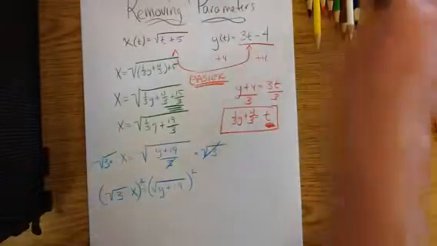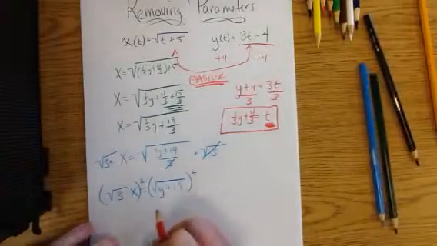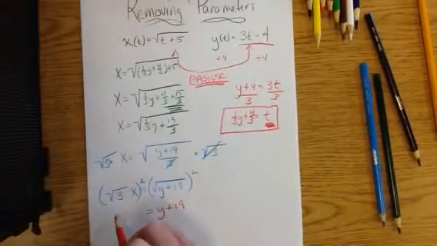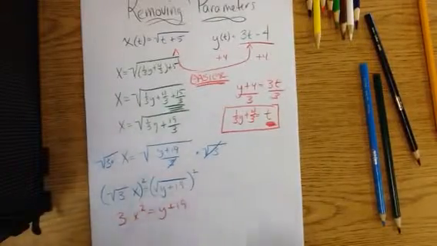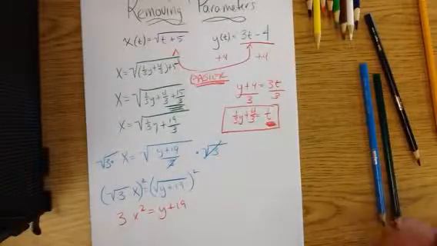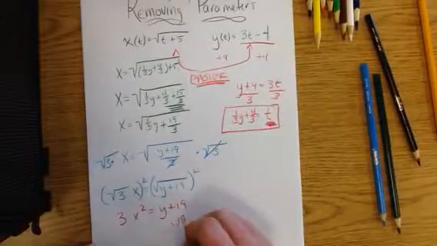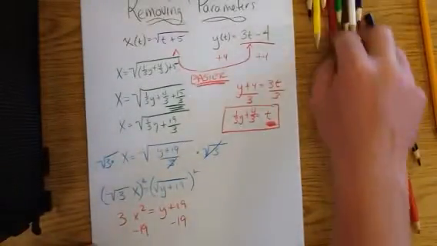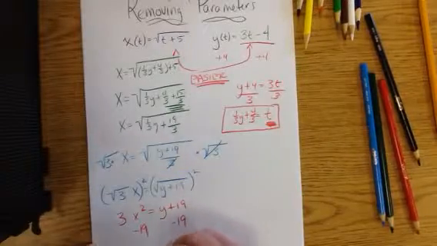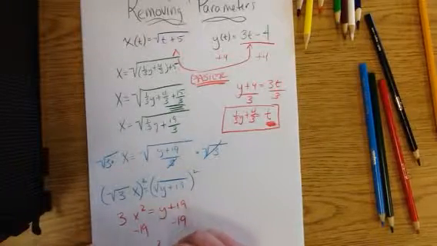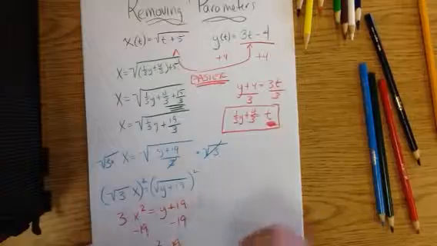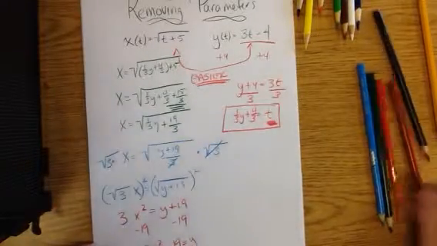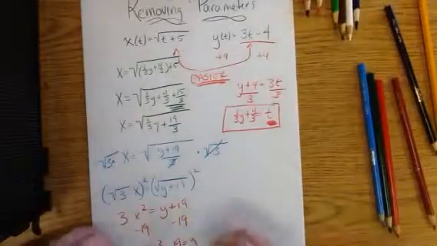When you square both sides, you end up with y plus 19, and we square both sides, so we end up with 3 x squared over here. Last thing we need to do, subtract 19 from both sides, and we end up with a final response of 3x squared minus 19 equals y. So we have our answer here.